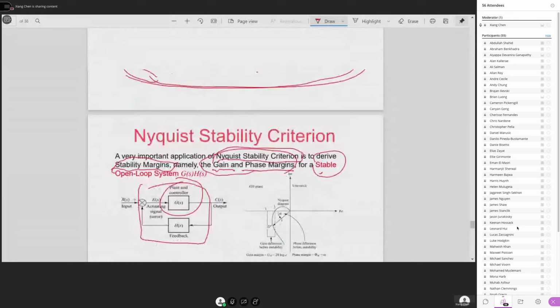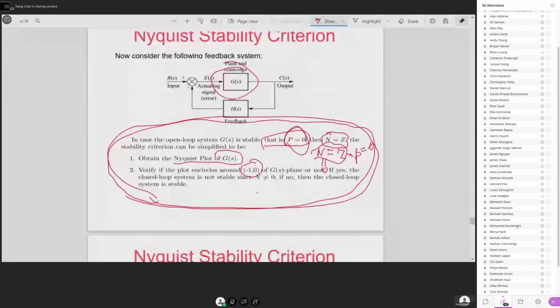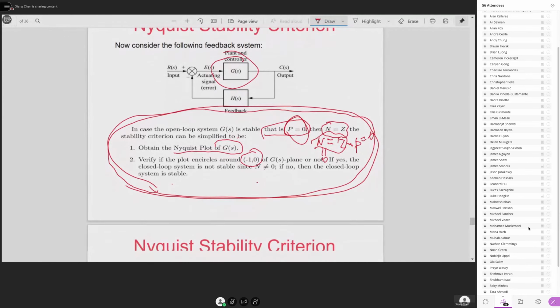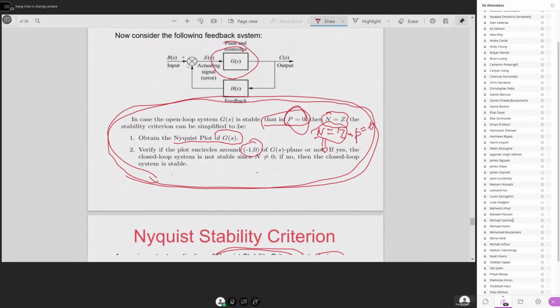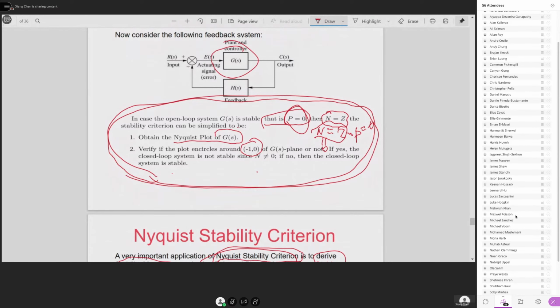Now we need to go back here, because if the open loop system is stable, then the Nyquist stability criterion can be very simple. It's simply that I should not see any encirclement around the -1, 0 point. If the closed loop system wants to be stable, there should be no encirclement around the -1, 0 point. Then we use this fact to derive the so-called gain margin and phase margin.